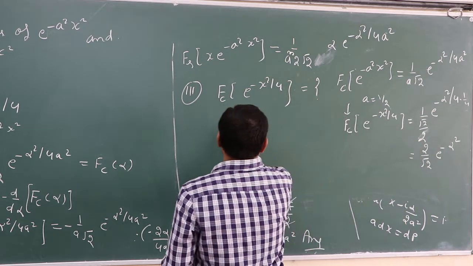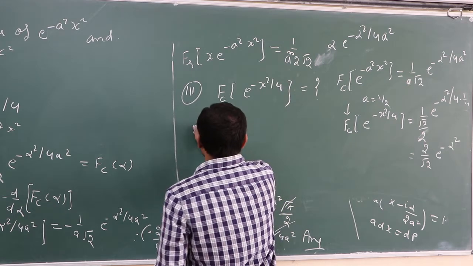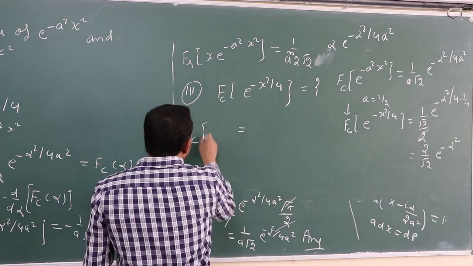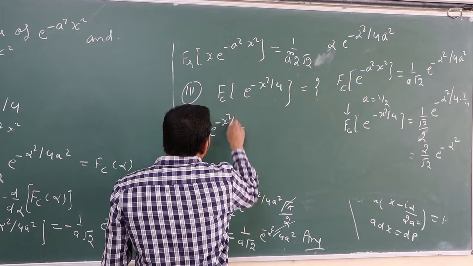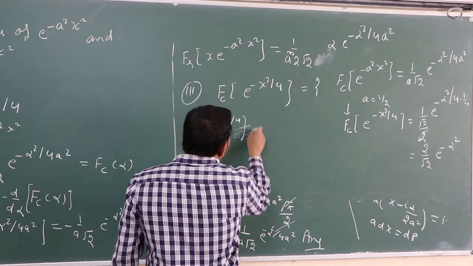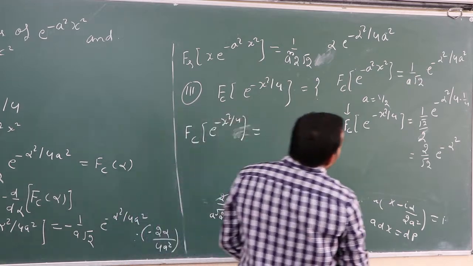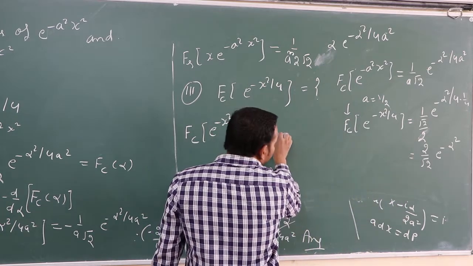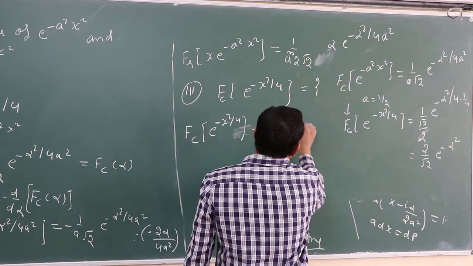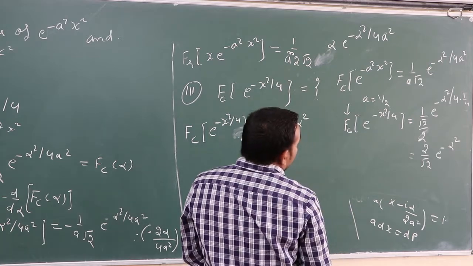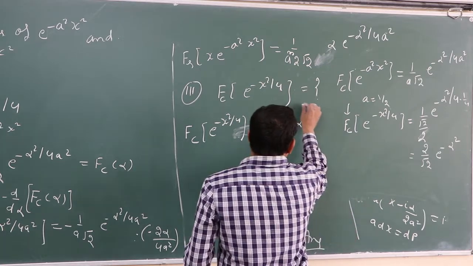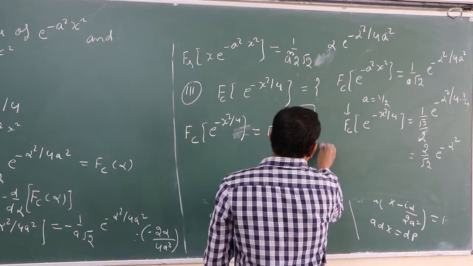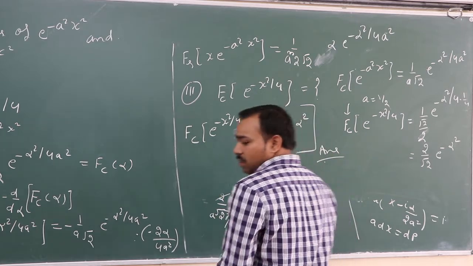Finally we say that the Fourier cosine transform of e to the power minus x square upon 4 equals under root 2 e to the power minus alpha square. So finally we get the answer.